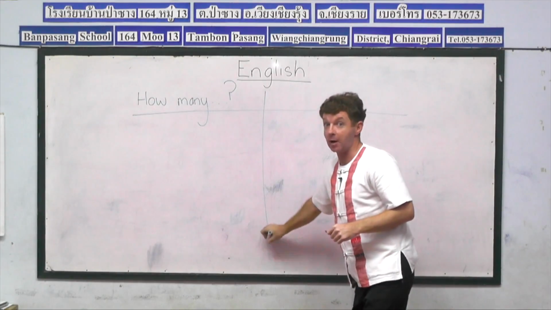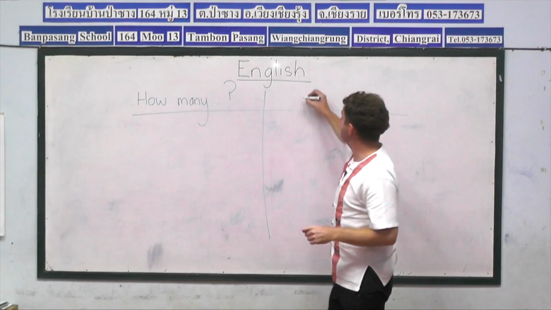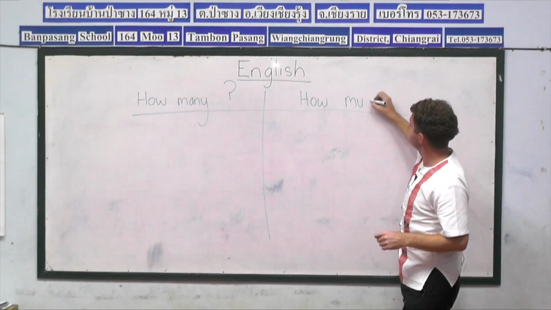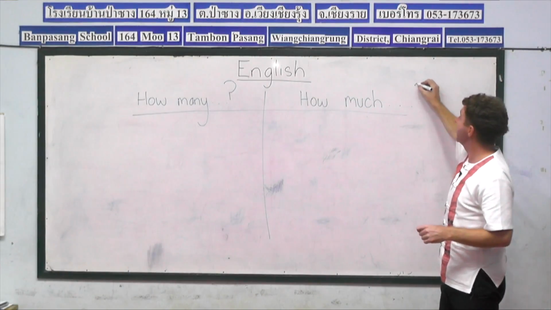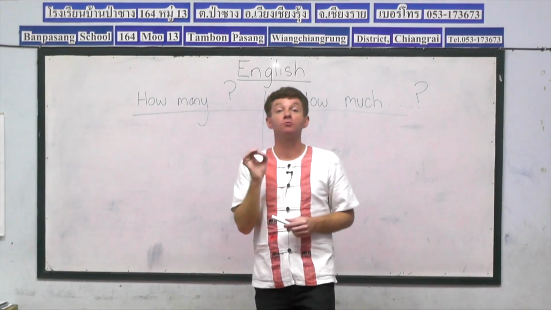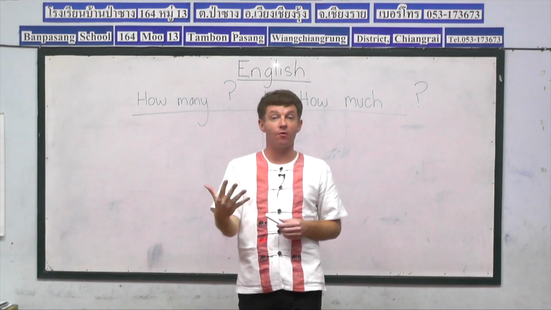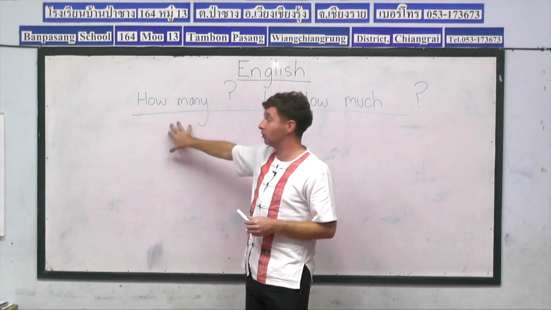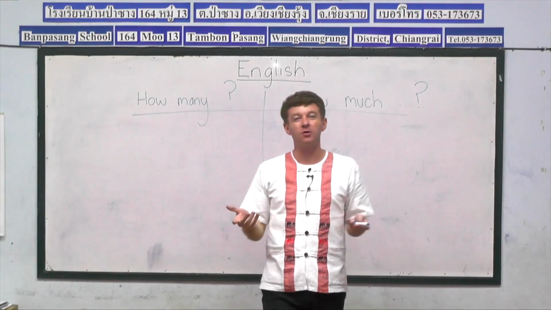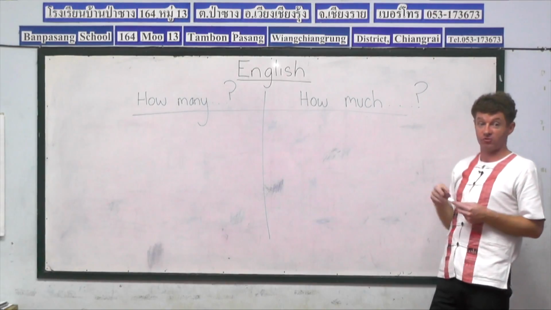And the next one that we had for uncountable nouns, how much? Yes. H-O-W M-U-C-H. Excellent. So we have how many. How many we use with objects that we can count. 1, 2, 3, 4, 5. The question we use for countable nouns, how many? Well, for nouns that we can't count, we can't use how many. We have to use the other question form, how much?